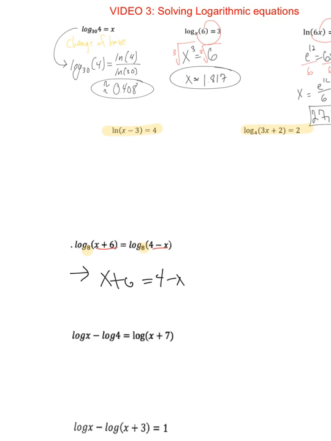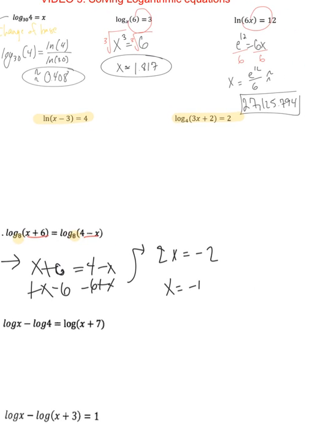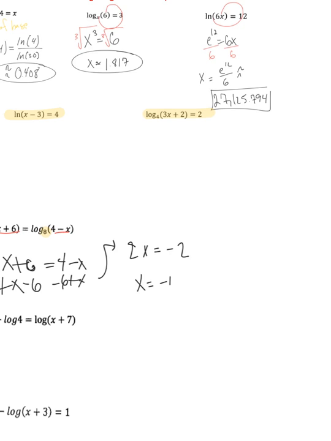Which is convenient because this is just a nice linear function to solve, right? So I can add x to both sides, subtract 6, and then I get 2x is equal to -2, or x equals -1. The thing we should do is check our answer. It doesn't show up too often, but once you're dealing with a logarithm, you do have the possibility of an extraneous solution because you're dealing with a restricted domain.